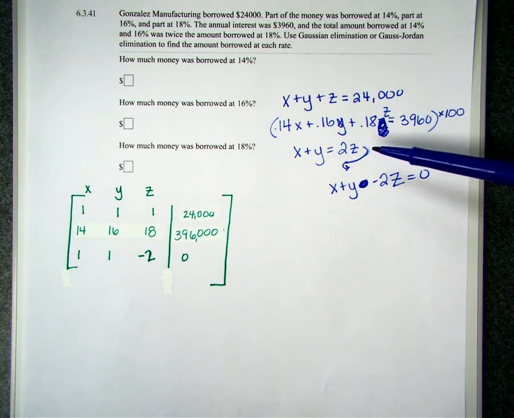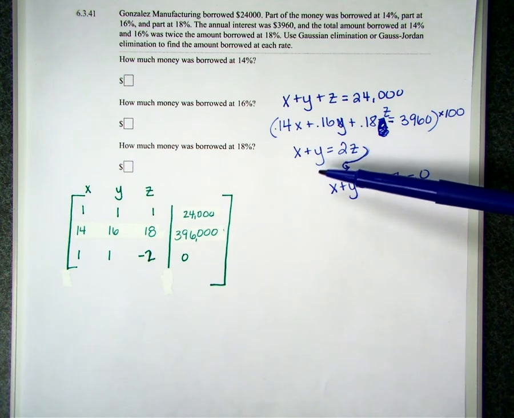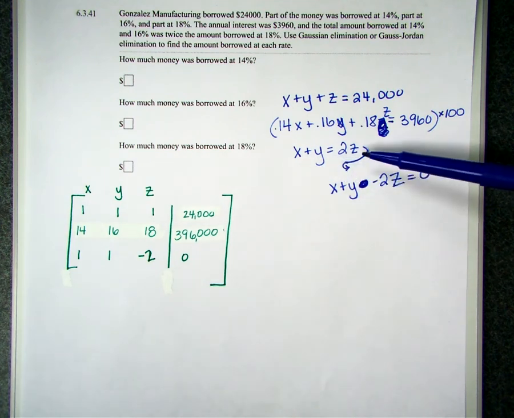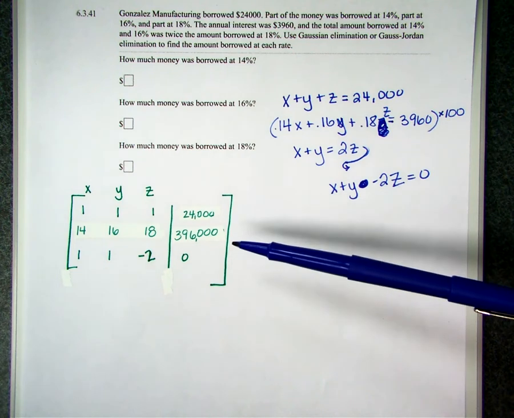And then finally, the last part of this question tells us that these two amounts, the 14 and 16% together, were the same amount as twice the 18% borrowed. So turn that into an equation. And this is what our system of equations looks like. And here it is in our matrix.